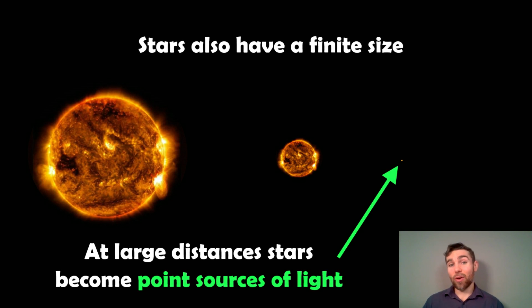Now, the stars themselves also have a finite size, and at large distances, they're essentially going to be point sources of light. So we're not likely to really resolve individual stars in distant galaxies. If they're quite close, like Andromeda, we might be able to resolve some of those stars, but if they're quite a long way away, then we're unlikely to resolve the individual stars.